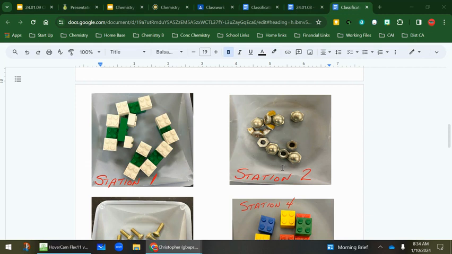All right. How about Station 2 here? Jacqueline, what did you guys put for Station 2? Or what did you put for Station 2? Okay. Heterogeneous mixture? Why?